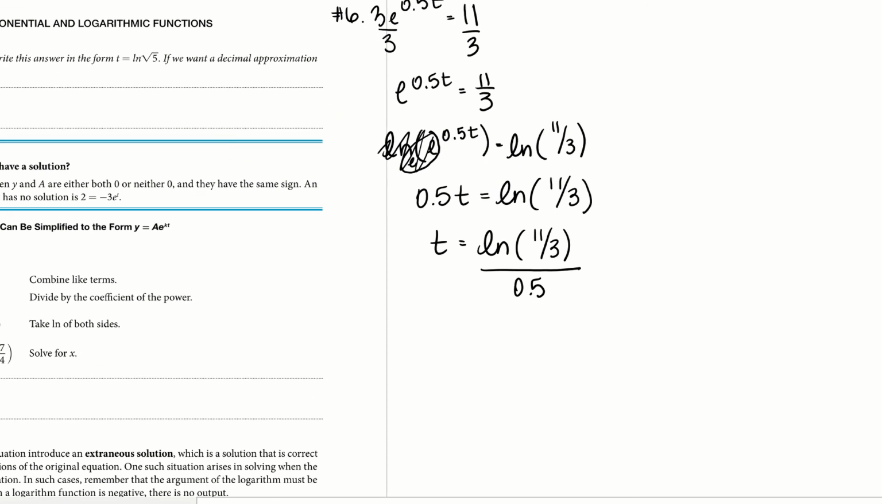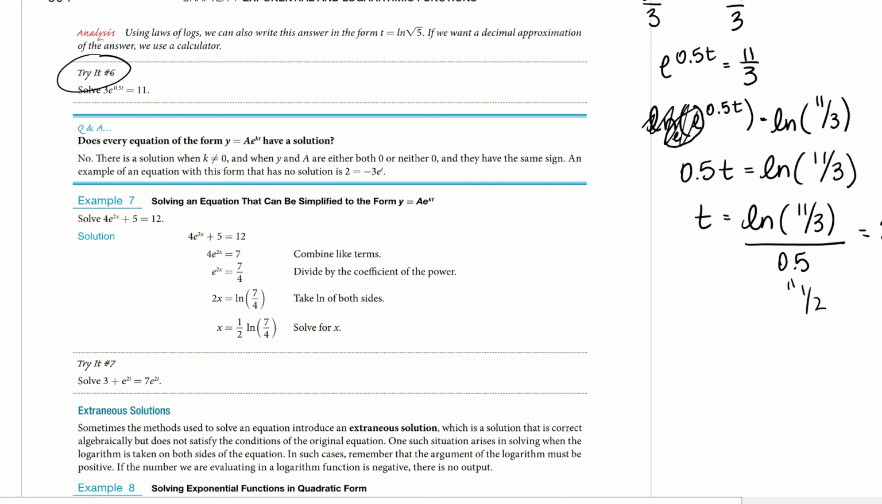And I'm not liking that decimal, so 0.5 is actually equal to half. And remember, when you divide by a fraction, you actually flip it and multiply. So you would get t equal to 2 ln(11/3).